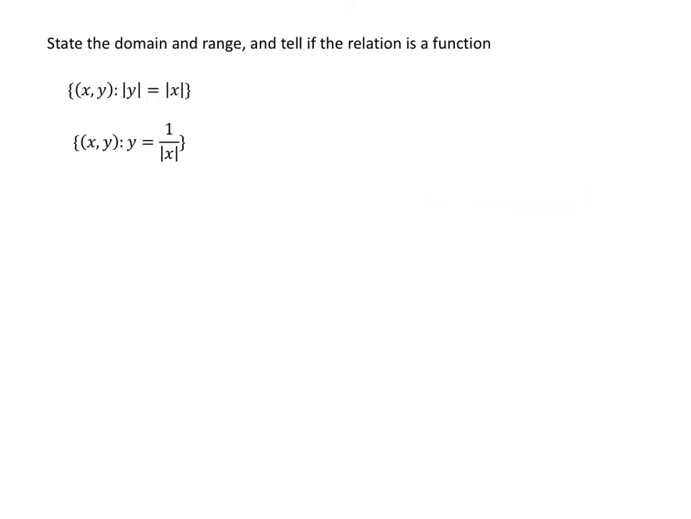Last two are a little bit tricky because they're absolute values. So I'll start with the first one. Domain. What am I allowed to put in for x? Well, I'm allowed to put in any number that I want. So in this case, the domain is all real numbers. So if I do that, what outputs will I get for y? Well, what values is y allowed to equal? Well, in this case, the range is also all real numbers.